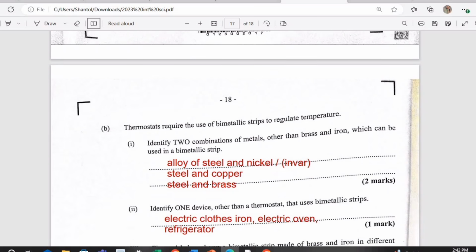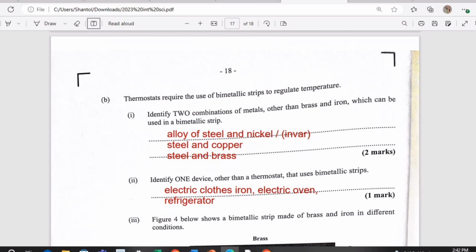Part 2 of that part of the question: identify one device other than a thermostat that uses bimetallic strips. You could have said an electric clothes iron, electric oven, a refrigerator. All of those use bimetallic strips.